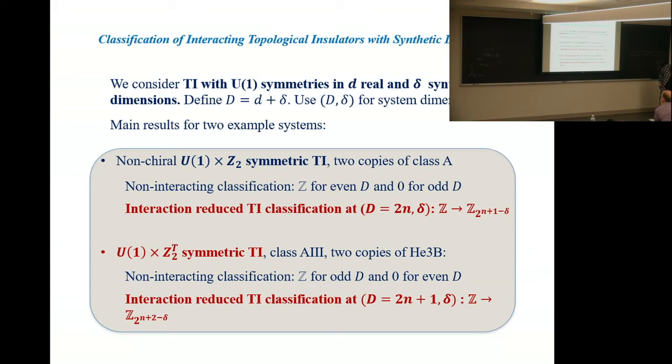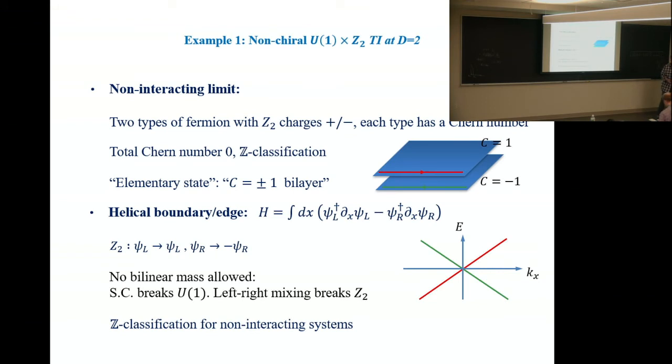So let's first investigate a simple example. Let's look at a two-dimensional example, which is a non-chiral U1 cross Z2 topological insulator in 2 dimensions. This is actually an example which was studied before, without synthetic dimension. So this simply means that this is a Chern insulator, and this is another layer of Chern insulator with the opposite Chern number. But under the Z2 symmetry, the first layer does not change sign, but the fermion in the second layer will change sign.